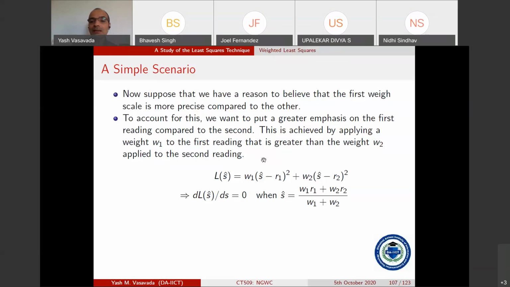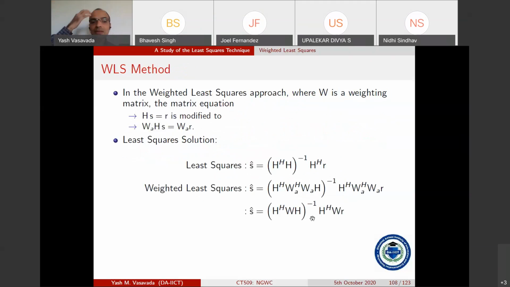And with that, the cost function, the mean squared error function, will be defined like this. I will set that with respect to 0, and now I get this as the answer. This is what is known as the weighted averaging. You might be familiar with weighted averaging, but in the context of least squares, this becomes weighted least squares.